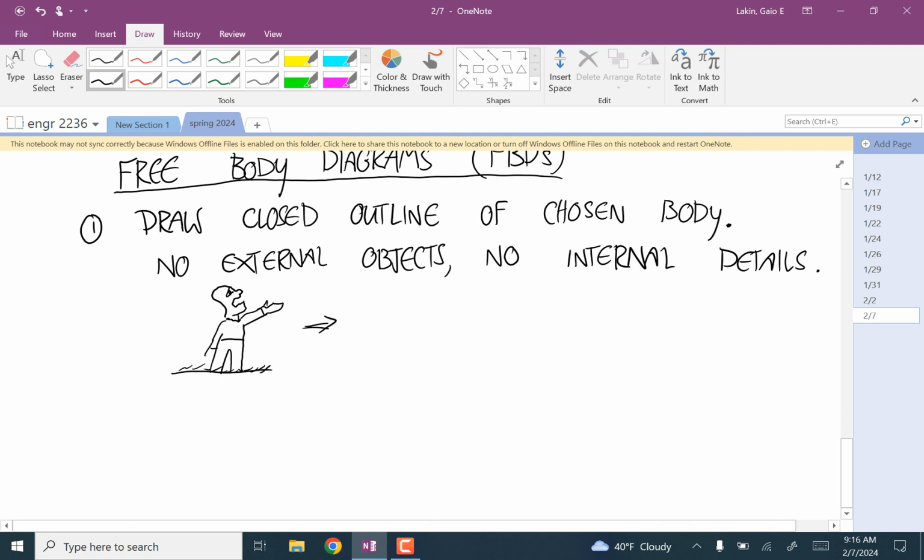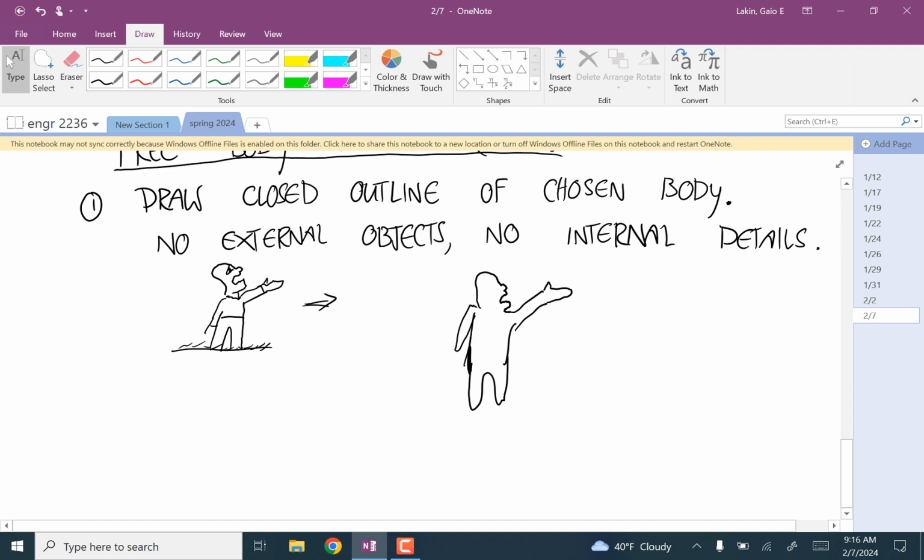But when you draw your free body diagram, the only stuff that matters, if your chosen body is the guy, you don't have to be an artiste, but you just have to make it clear where the boundary is for your chosen object. So that's your free body. That's a closed outline. Well, it's not closed, but it should be. It's like a chalk outline. But this is the important stuff.